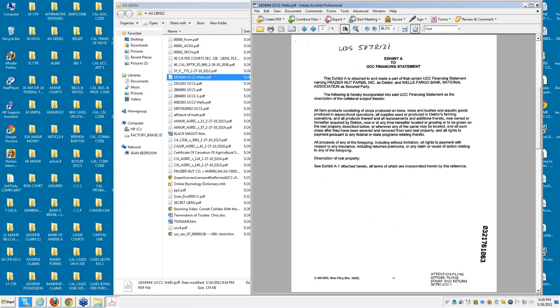That's what this is. This is an attachment or an addendum that attaches to your UCC1, and you can list stuff on here. For instance, they've got all farm products consisting of crops produced on trees, vines, and bushes, and aquatic goods produced in aquacultural operations. All supplies used or produced in debtors' farming operations, and all products thereof, and all replacements and additions thereto, now owned or hereafter acquired by the debtor. Now notice again, they do this in the future. These are futures.